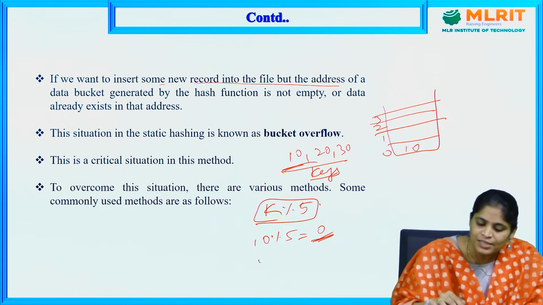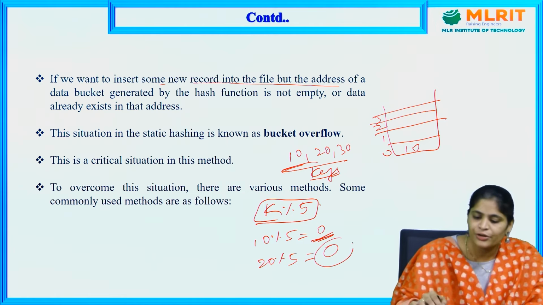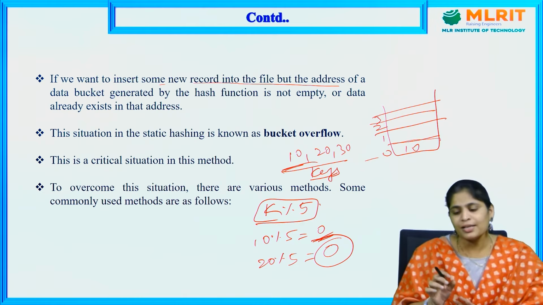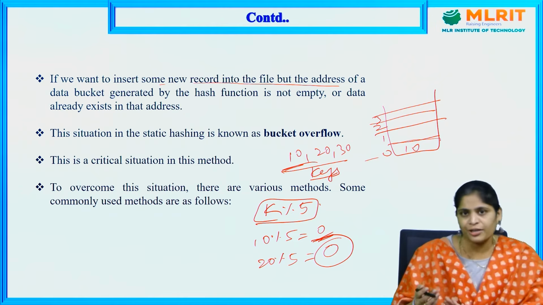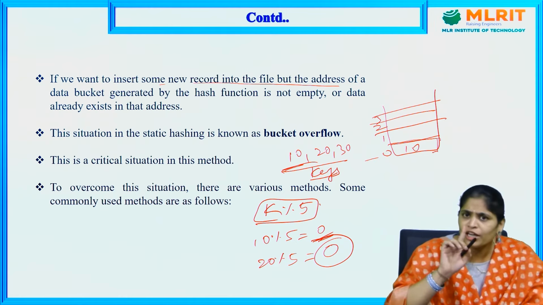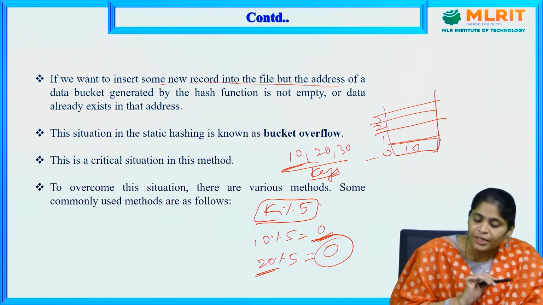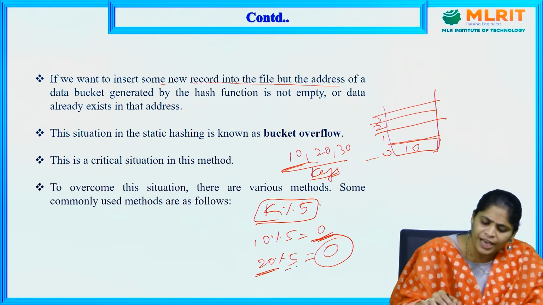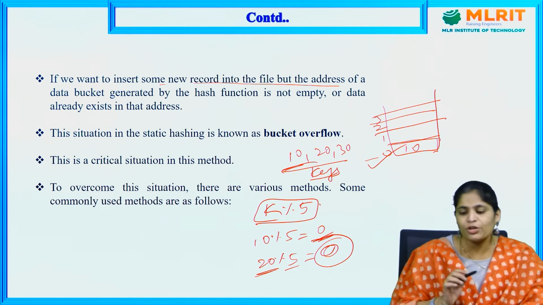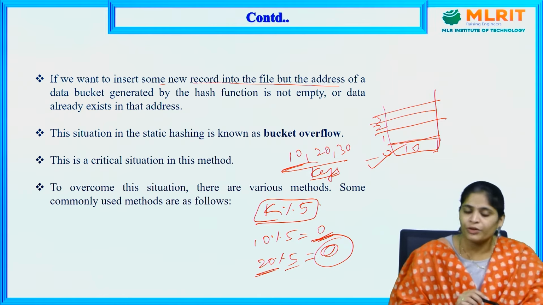Next, let us take 20. What is 20 modulo 5? That is also 0. Here the bucket size is only 1. Let us assume the bucket may contain 1, 2 or 3 elements based upon the memory size. Assume this bucket can hold only one element at a time. So here for the second element 20, the address generated by the hash function is 0, which is already occupied. So what do we have to do then? This is the problem that we face. This problem is called bucket overflow.